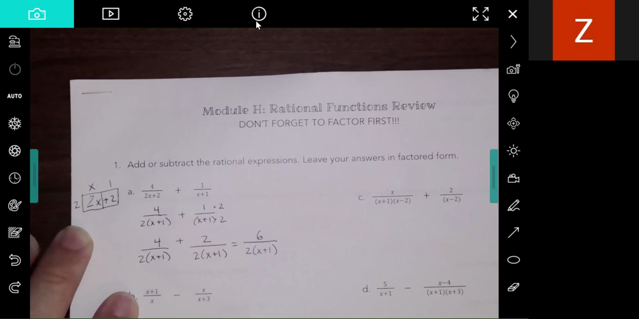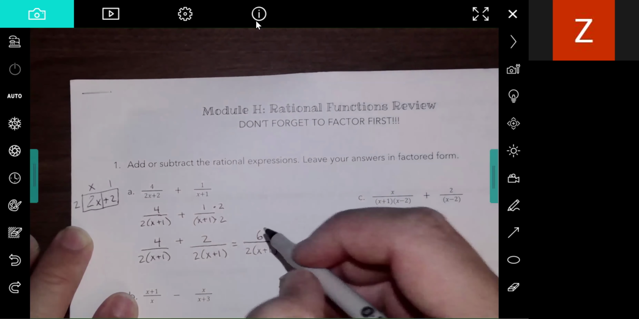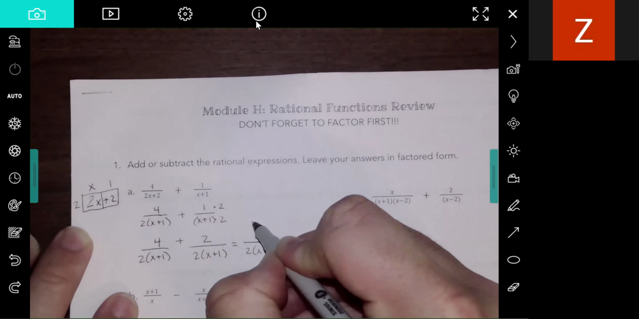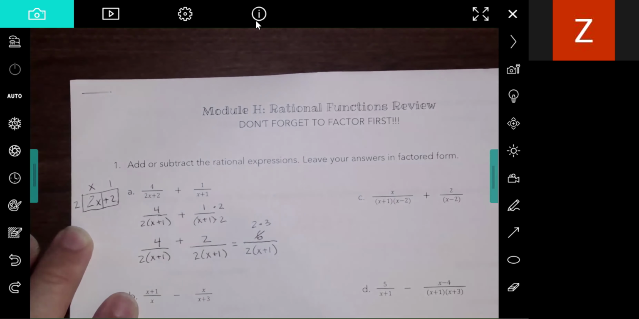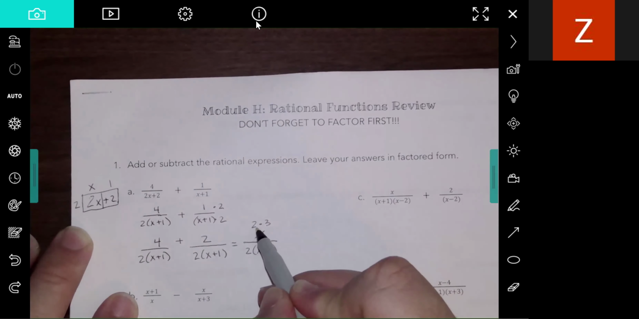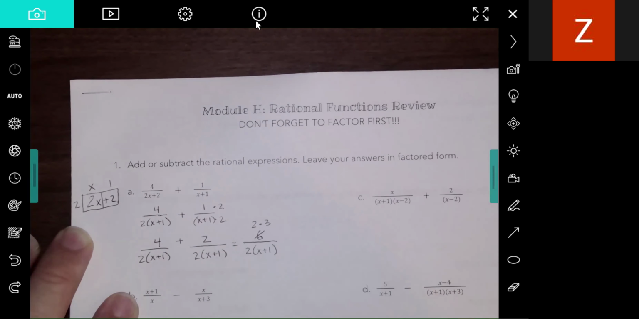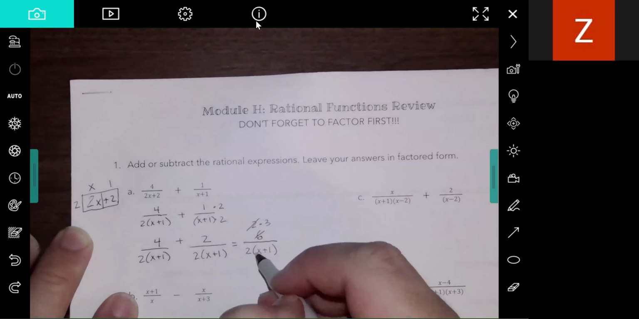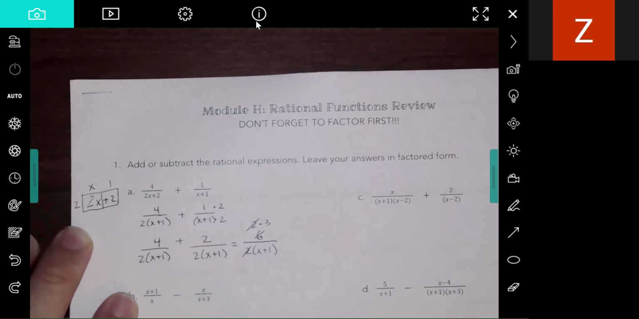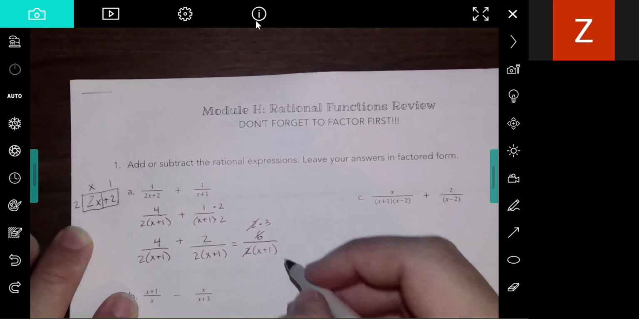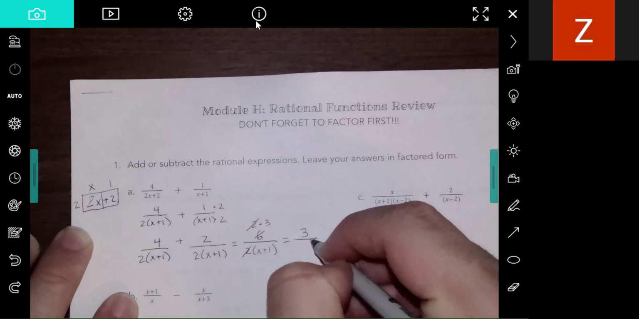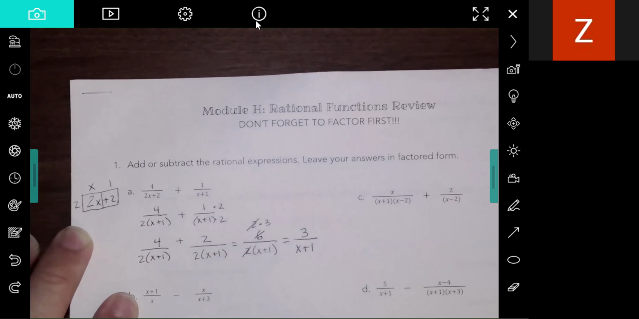So now I have one last step, and that is to see if I can simplify this. Are there any factors that cancel out top and bottom? And if I think of the number 6 as 2 times 3, I would realize, well, wait a minute, this has a factor of 2, and so does the denominator. So then I can divide the top and the bottom by 2, cancel that factor out, and what's going to be left over is 3 over x plus 1. So that's how we simplify our first expression.